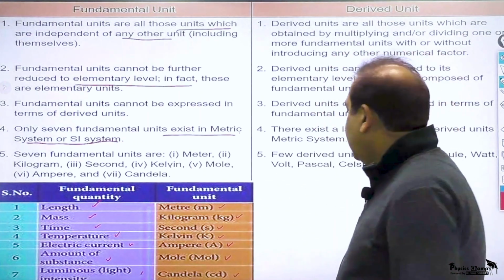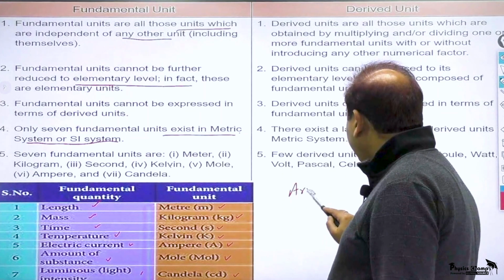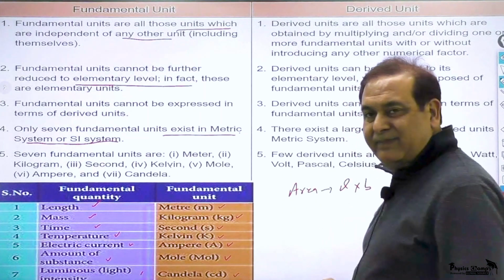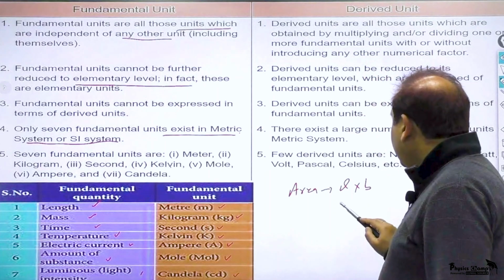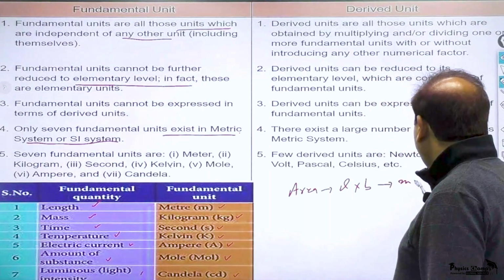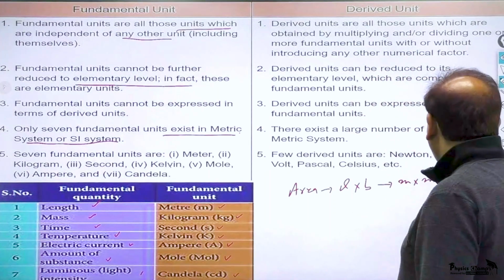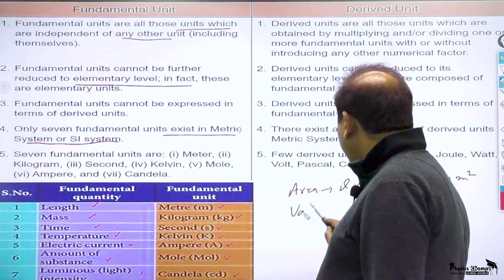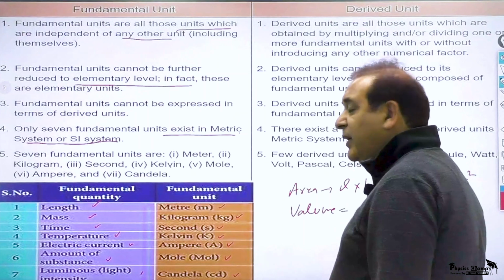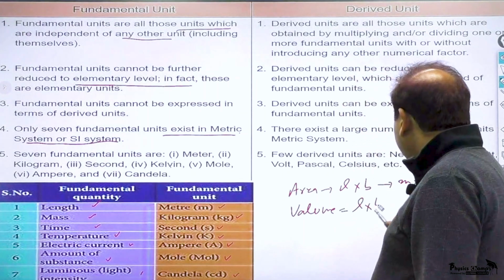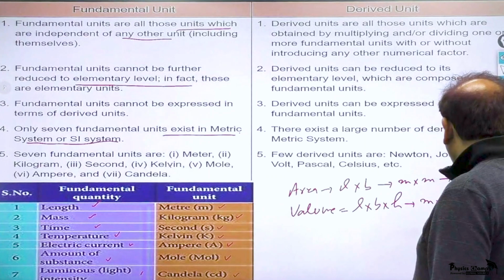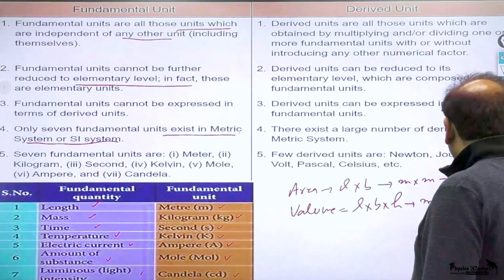For example, talk of area. So area includes length into breadth. For length, the unit is meter. For breadth, the unit is meter. So its unit is meter square. Think of volume. It is length into breadth into height. So it is meter into meter into meter. So it is meter cube.